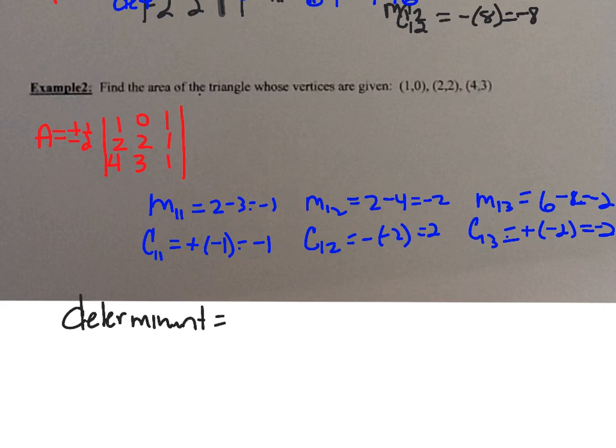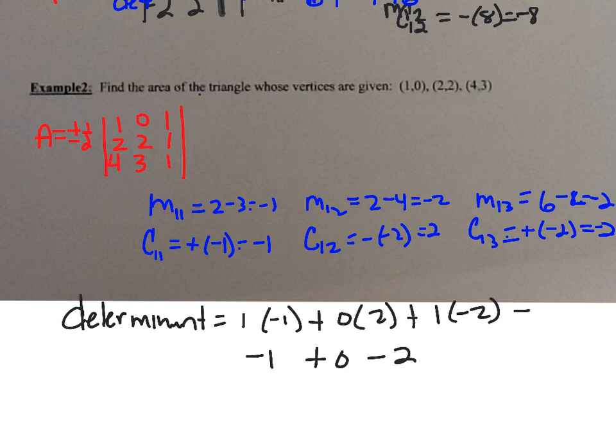So my determinant is going to be 1 times negative 1 plus 0 times 2 plus 1 times negative 2. So that's negative 1 plus 0 minus 2, which is equal to negative 3. So my area is going to be equal to, so I need negative 1/2 to make it positive. So it's going to be negative 1/2 times negative 3, which is positive 3/2. That would be the area. So it's 3/2 square units. Okay, so let's flip it over and we'll try a couple of other problems.